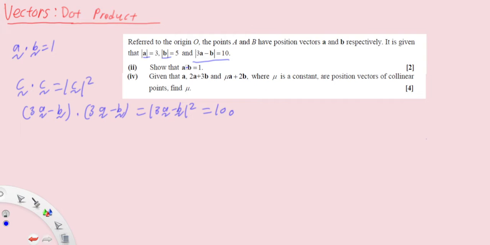Then from here we involve the other property, the rainbow method, but it's really just expansion. We have 9 a dot a, which is mod a squared, plus minus b dot minus b, so the minus becomes plus, then mod b squared. Then minus b dot 3a, so minus 6 a dot b, because we do it twice. This is very similar to x plus y squared equals x squared plus y squared plus 2xy. This equals 100.